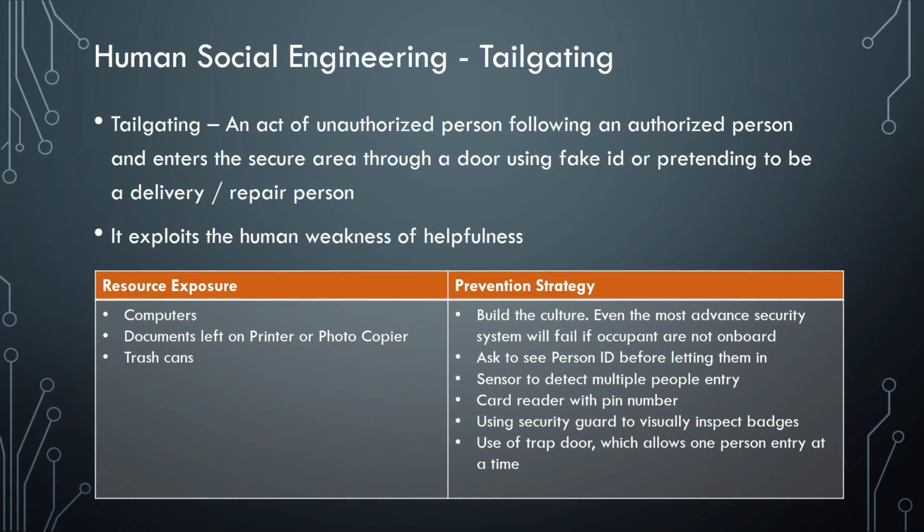Tailgating is the act of an unauthorized person following an authorized person and entering a secure area through a door. It exploits the human weakness of helpfulness. Criminals have many tricks in their arsenal to trick people into letting them into a building. Some examples are following an employee while displaying a fake ID, walking towards the entrance with hands full of stuff, or holding a big box obscuring their face.